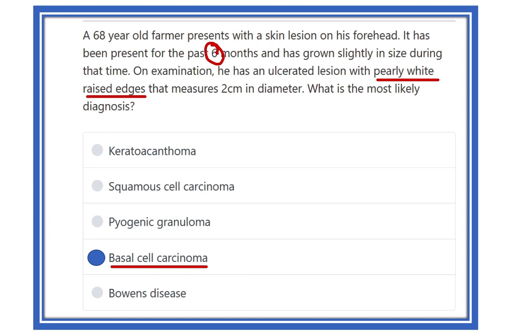The other option here is squamous cell carcinoma, but in squamous cell carcinoma there is a keratin plaque. Keratoacanthoma, pyogenic granuloma, and Bowen disease: usually they are benign, but sometimes they are malignant, as in the case of Bowen disease. Thank you.